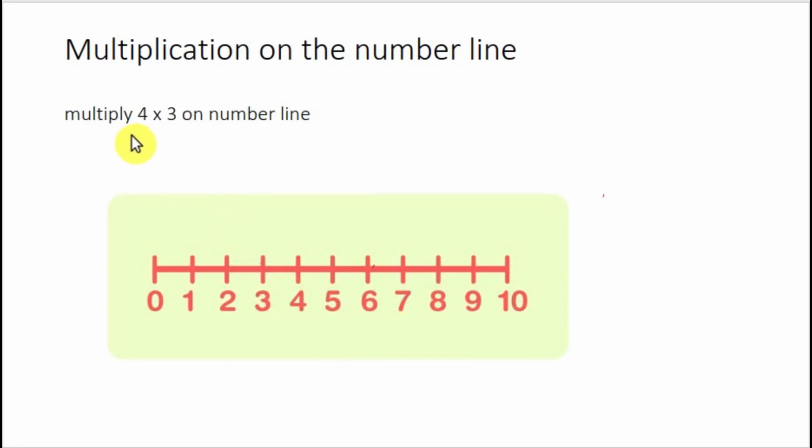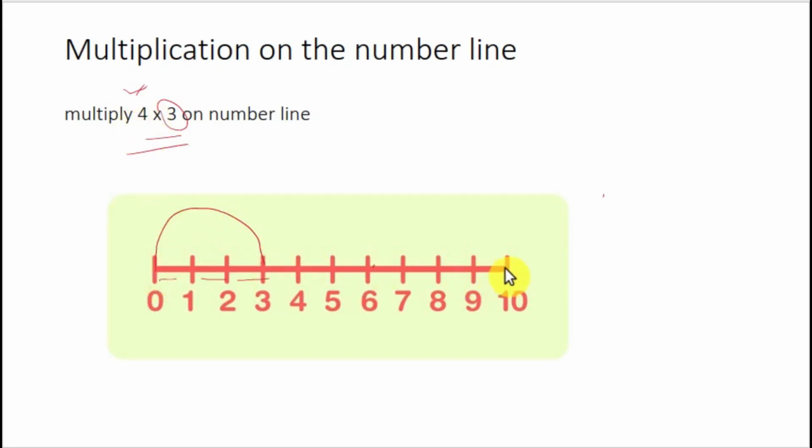How to multiply 4 into 3 on number line. Here we have to make 4 jumps. We have to jump 3 units. Each jump we have to move 3 units. Listen here. 1 unit, 2 unit, 3 unit. So how many jumps? 4 jumps of 3 units.